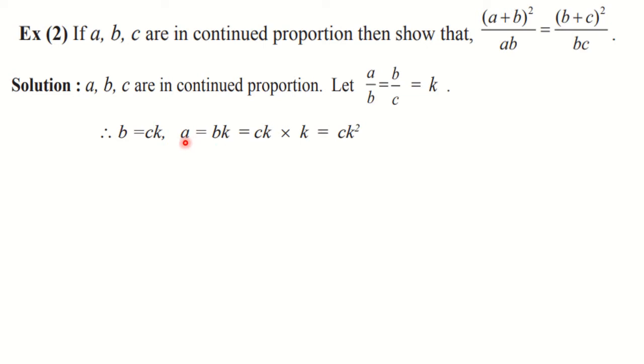Okay. But see, value of B is what? CK. So in place of B here, we are writing CK, and therefore CK into K, CK square. So the value of B is CK and value of A is what? CK square. In the simple proportion, this square is not appearing.